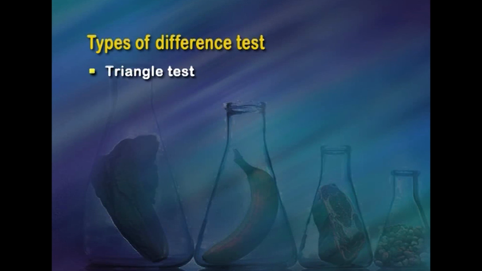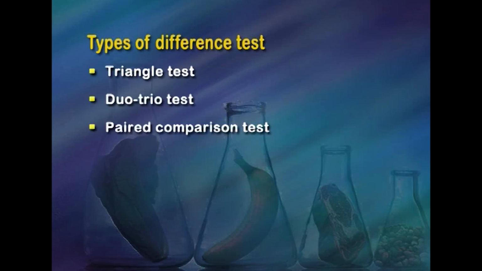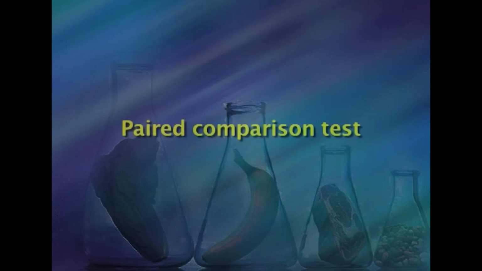Difference testing is used to determine if foods differ in certain aspects. Some of these aspects include but are not limited to odor, taste, and texture. The sensory lab employs 3 different types of difference tests: the triangle test, the duo-trio test, and the paired comparison test. First, we'll see about the paired comparison test.